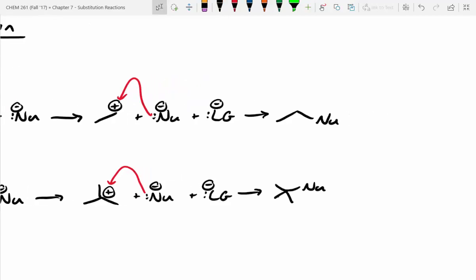I'm going to slide it over even more. Sorry, I'm running out of room here. And our leaving group is just kind of hanging out with its negative charge out here.